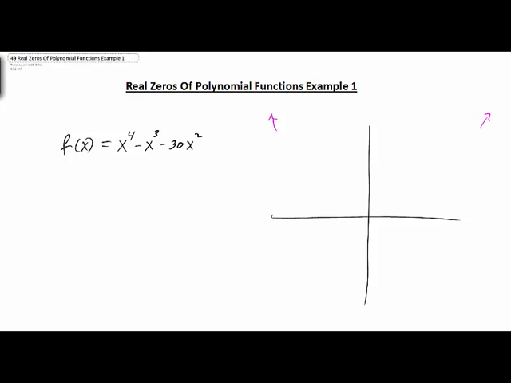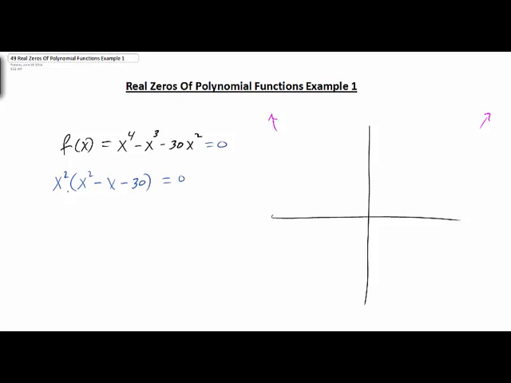All right, so if we go about finding the zeros, then we're going to simply set the function equal to 0. And if we're going to solve this, we can easily factor this. All three terms contain an x squared, so we could certainly factor out the x squared. And we're left with x squared minus x minus 30.